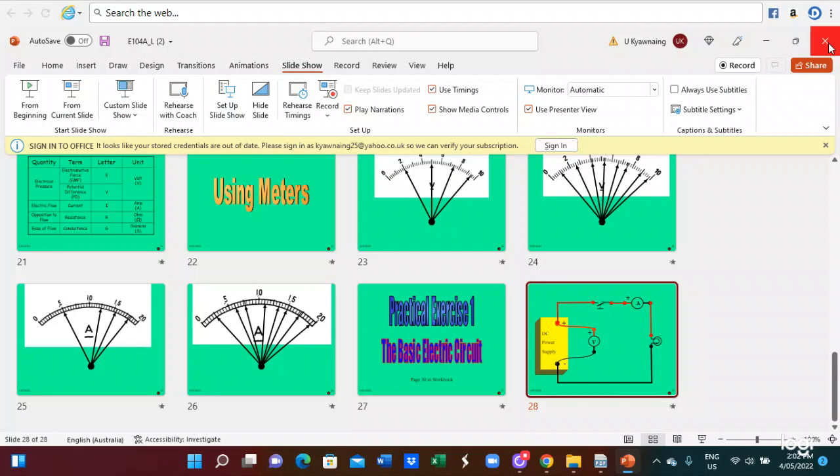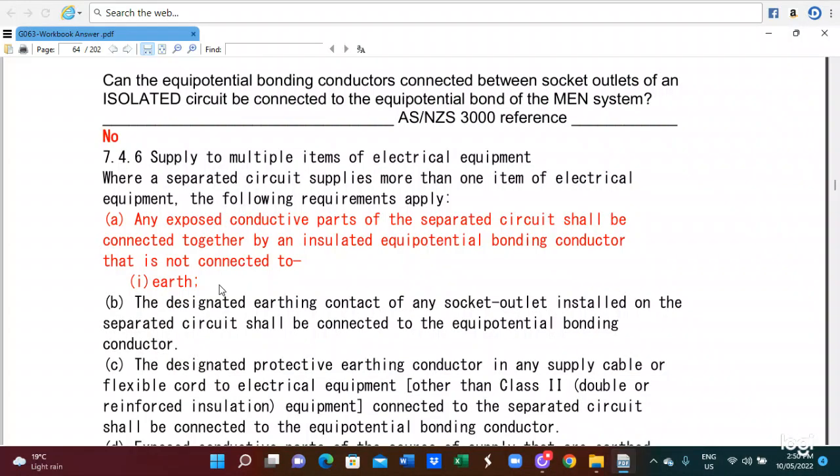Answer for the G063, page 31 to 64. So this is for the trade 2.